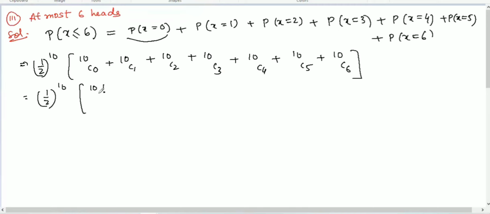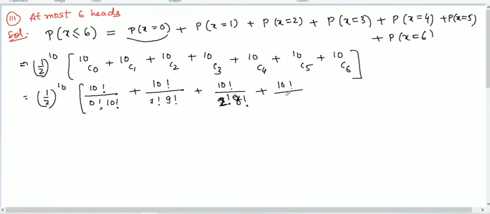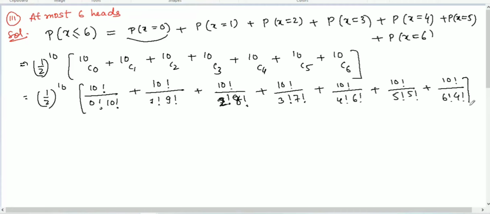Now here you will get 10 factorial over 0 factorial, plus 10 factorial over 1 factorial 9 factorial, plus 10 factorial over 2 factorial, I missed this one, so this is 8 and this is 2, plus 10 factorial over 3 factorial 7 factorial, plus 10 factorial over 4 factorial and 6 factorial, plus 10 factorial over 5 factorial 5 factorial, plus 10 factorial over 6 factorial and 4 factorial. And you can calculate it separately all the way.